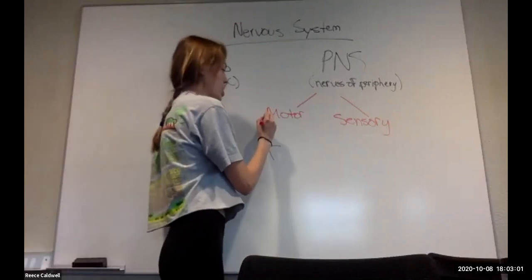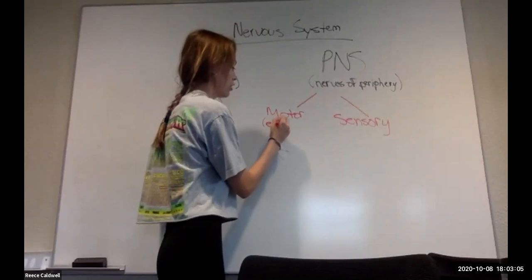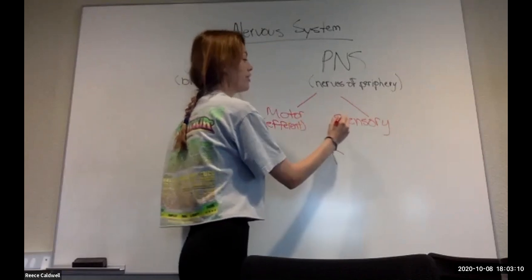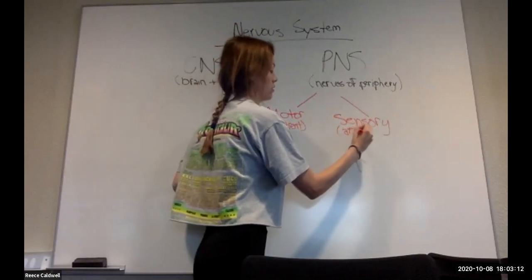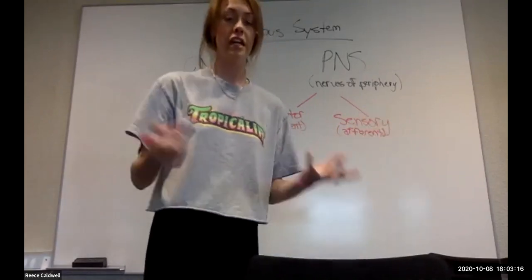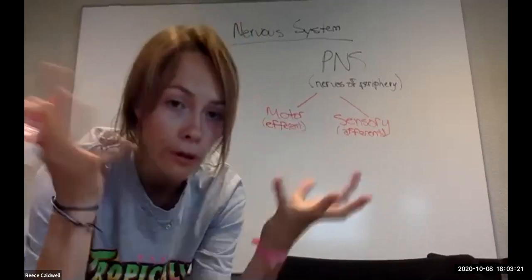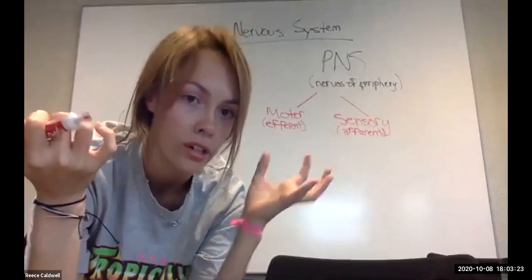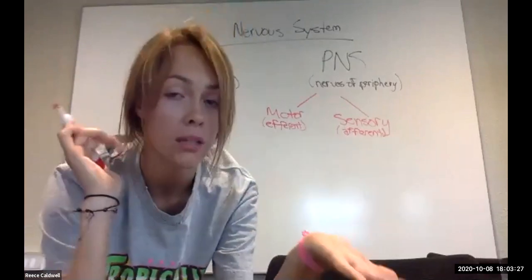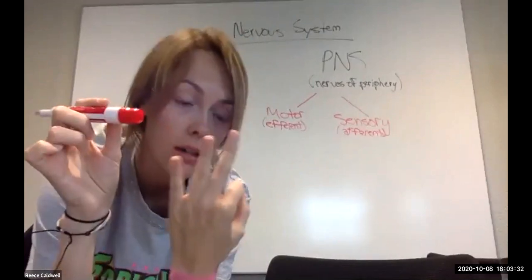Our motor division is called the efferent division. So motor, efferent. Sensory is afferent. Whenever you hear the terms efferent and afferent, afferent is arrive. It is arriving at the brain and the spinal cord. Efferent is exiting. So like how we saw at the beginning, we have sensory input, integration, and motor output.